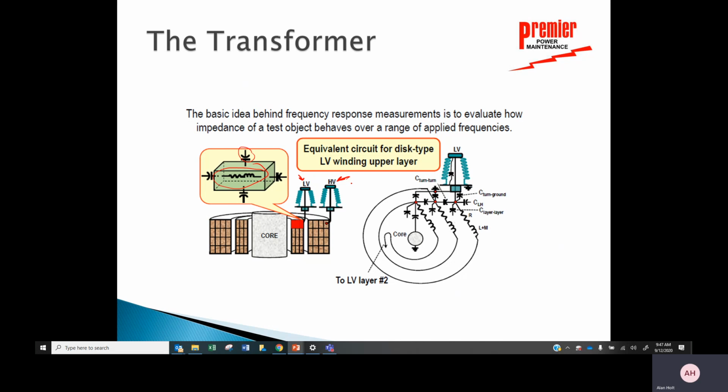So if I were going to lay it out and actually look at a diagram, I could see, right here's a capacitance that I have turn to turn, one piece of wire laying next to another piece of wire with insulation between is going to be a capacitor. Then I've got a capacitor here from low voltage to high voltage. That's from one side to the high side. Then I've got a capacitor here between each layer of the winding. And then I'm going to have resistance and inductance in the actual copper winding itself. So I have all those components. And then I go to what? Another layer right here.